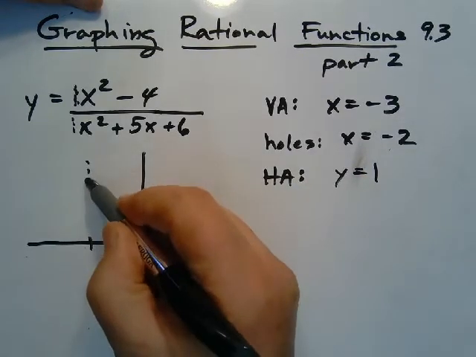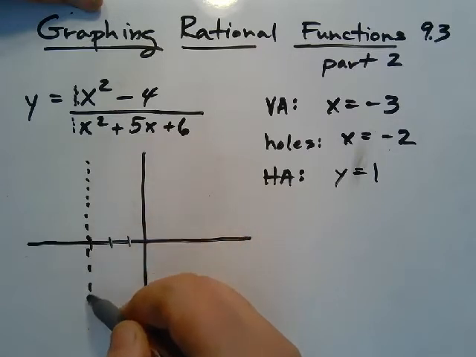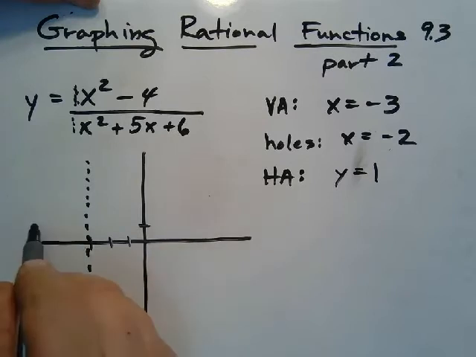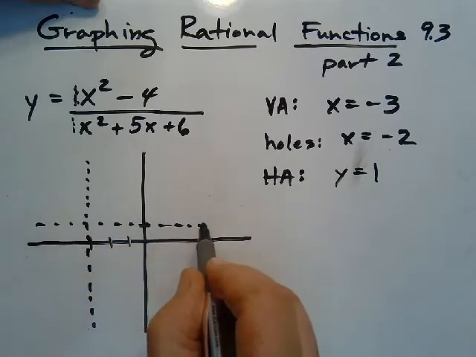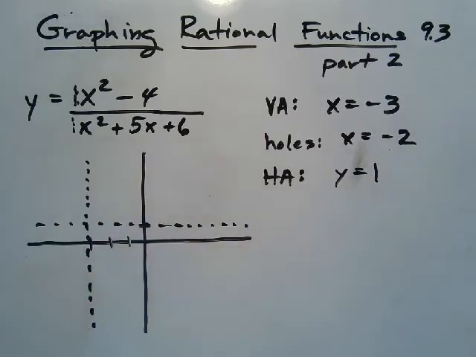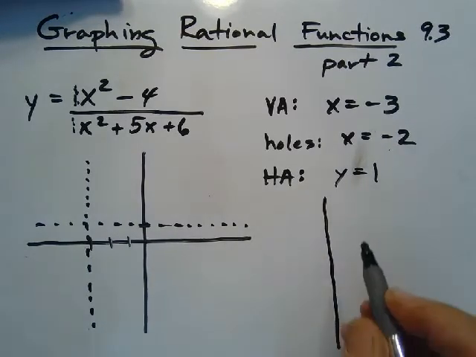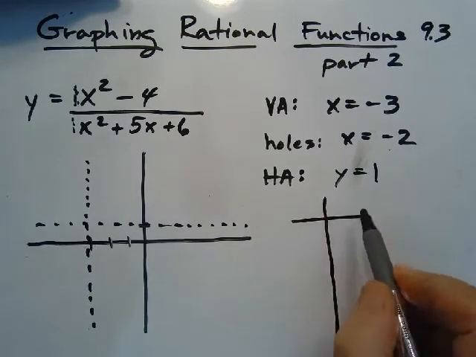Right here, vertical line, x equals negative 3. And we've got a horizontal asymptote at 1. The hole, we're going to have to wait and do that a little bit later. Now here's the real beauty of having a calculator to help us with.